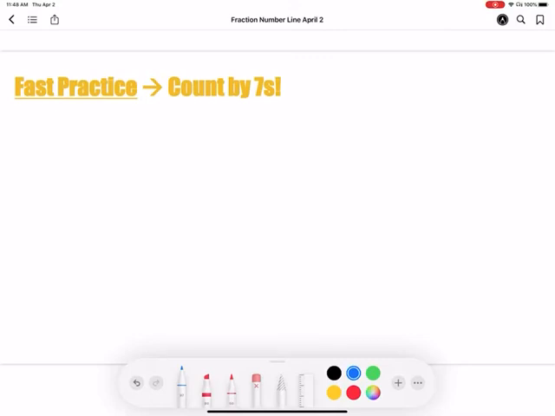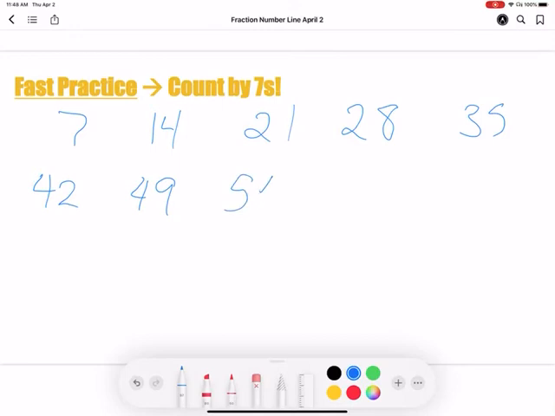And first one. Good. Second one. Good. Next. Good. Next. Good. Next. Good job. Next one. Good. Next one. Good. And the last one of the 10 is, there we go. So we had 7 times 1, 7 times 2, 7 times 3, 7 times 4, 7 times 5, 7 times 6, 7 times 7, 7 times 8, and 7 times 9, and finally 7 times 10.